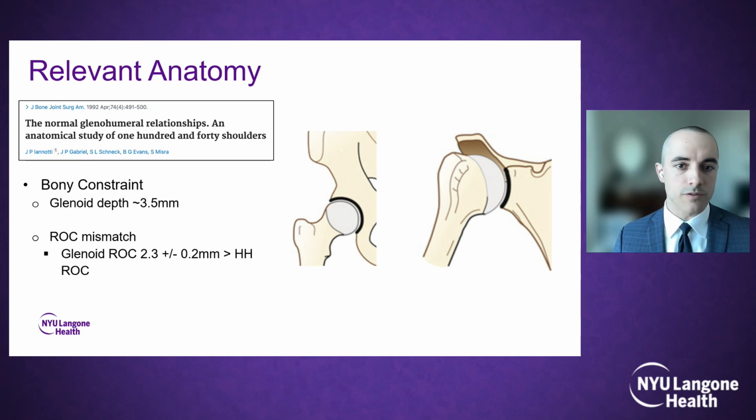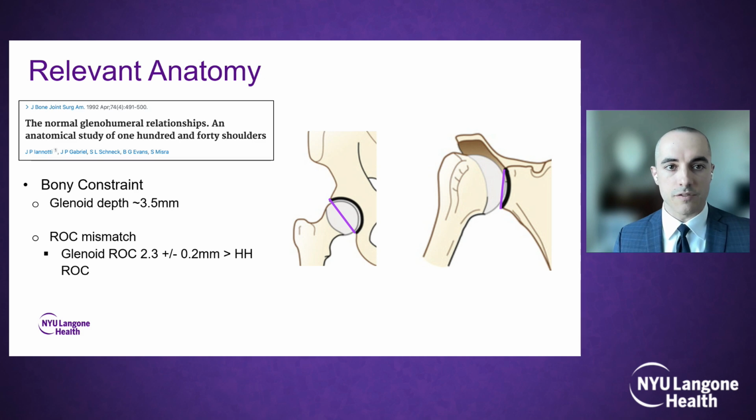And so the shoulder has very little bony constraint due to the shallow nature of the glenoid, and this is primarily the reason for its great arc of range of motion. You can see in comparison to the hip, which has a relatively deep socket to provide stabilization and covers about 50% of the femoral head. The glenoid depth is only about 3.5 millimeters, and so very little of the humeral head is actually covered by the bony restraint of the socket or the glenoid.